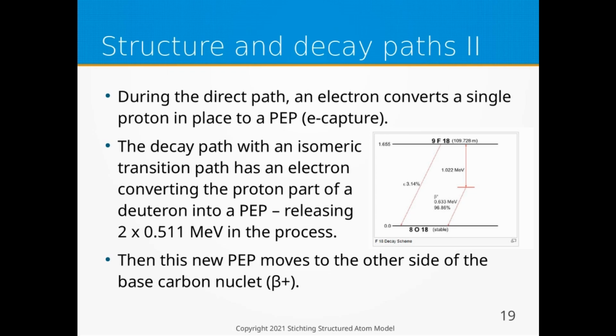The two observed decay paths are based on the two options where a PEP can be removed from the fluorine-19 nucleus. The signature 2 times 0.511 MeV gamma rays are in our opinion directly related to the conversion of the deuteron into two PEPs by the addition of an electron.